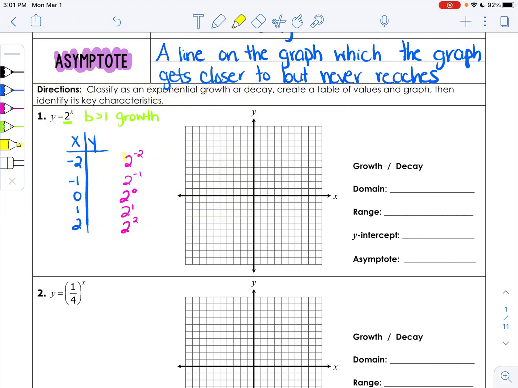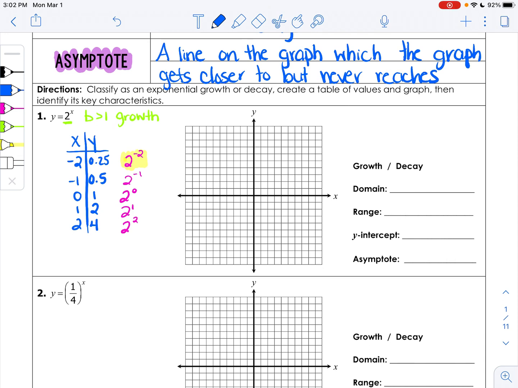So when I type in 2 to the -2 power, I get a decimal, 0.25. When I type in 2 to the negative 1 power, I get another decimal, 0.5. 2 to the 0 power, remember anything to the 0 power is 1. And then 2 to the first power is 2. 2 to the second power, 2 times 2 is 4. So now that I have these points, I can graph these 5 points and see what our graph looks like.